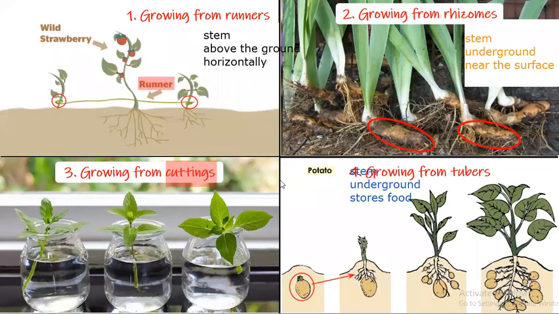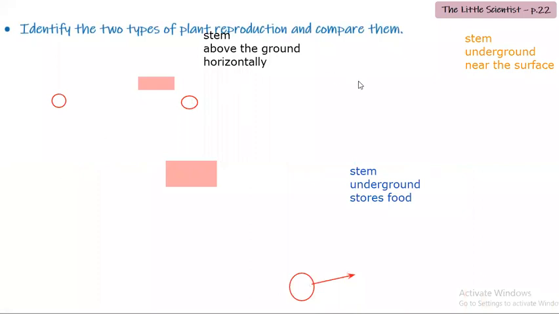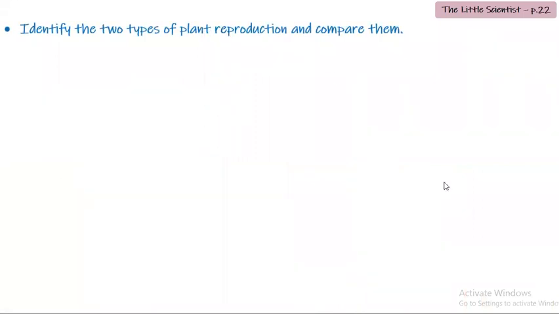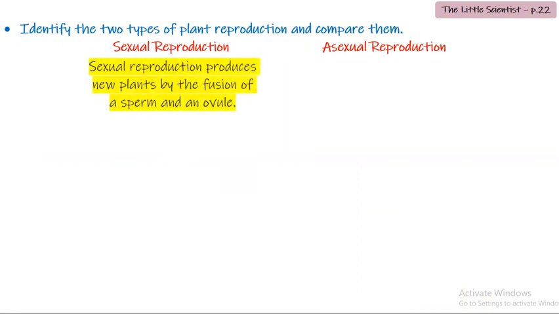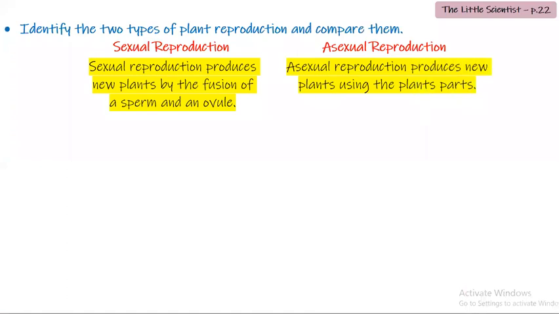So there are 4 different types of asexual propagation. This is a review. What are the 2 types of plant reproduction? There are 2 types, sexual reproduction and asexual reproduction. Sexual reproduction involves the engagement of a sperm and an ovule, of a male part and a female part. Asexual reproduction does not involve male and female. It's just one parent involved.